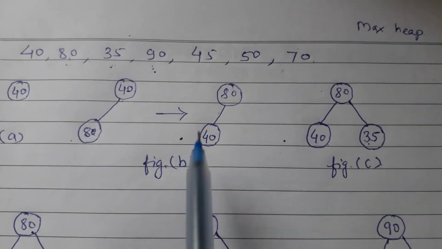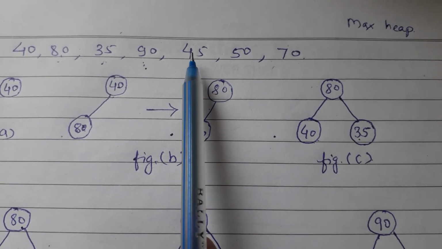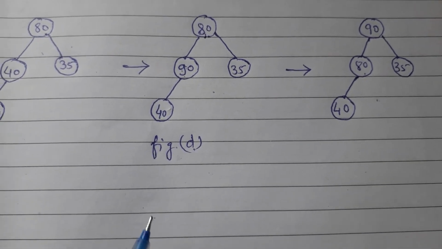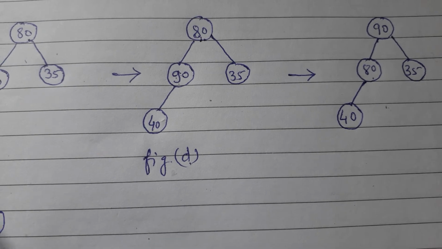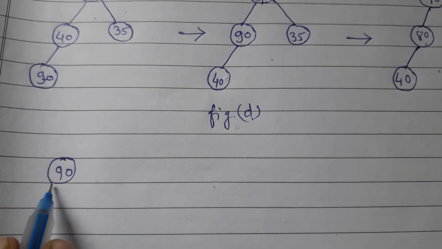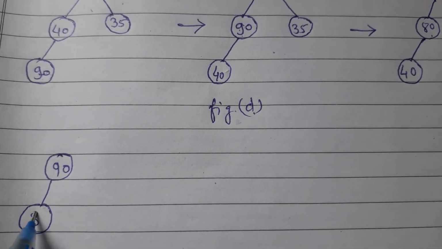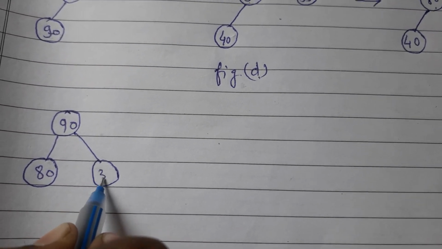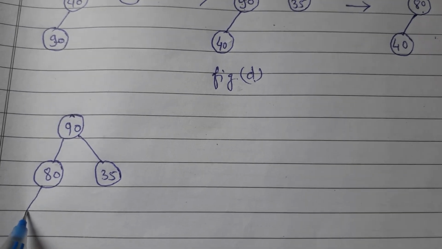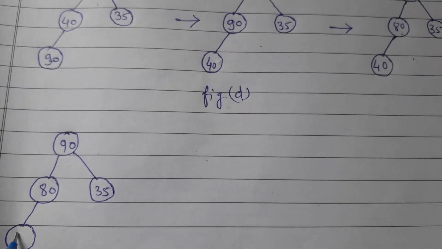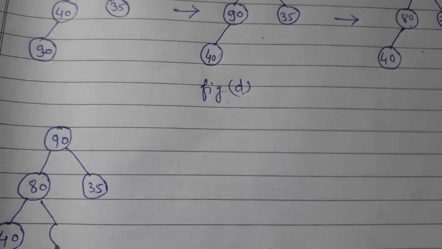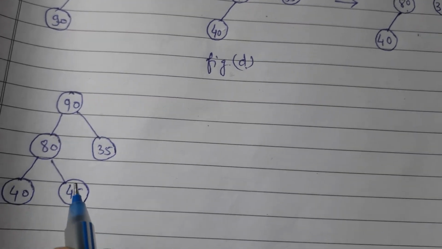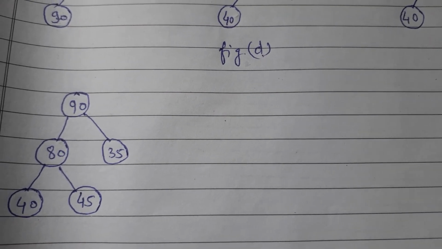Now after 90 we have to insert the next value, 45. So within this figure we have to add 45. So therefore we will write here 90. 90's left child is 80. 90's right child is 35. Then 80's left child is 40. And now what we have to insert? We have to insert 45. So therefore 45 is the right child of 80.